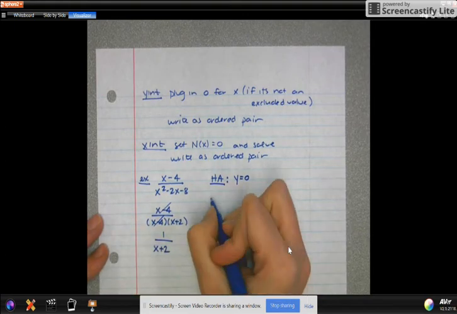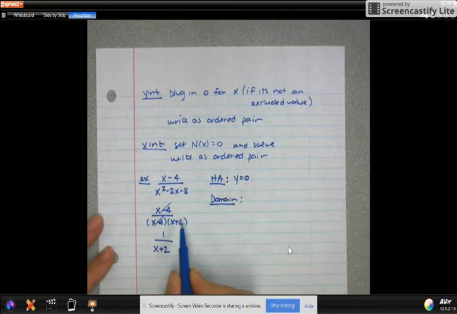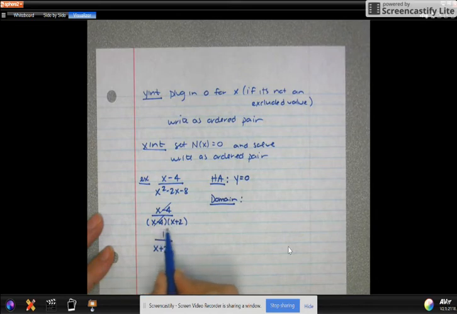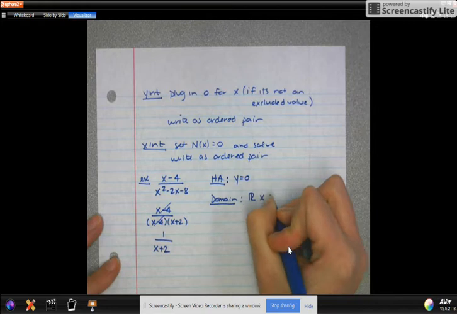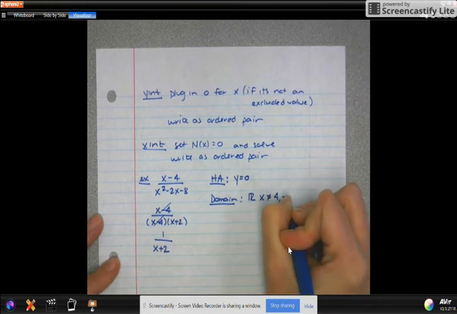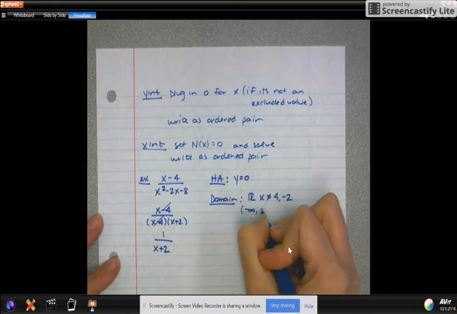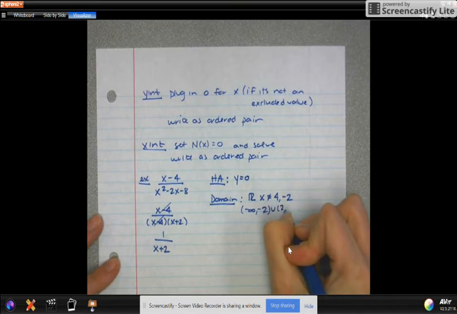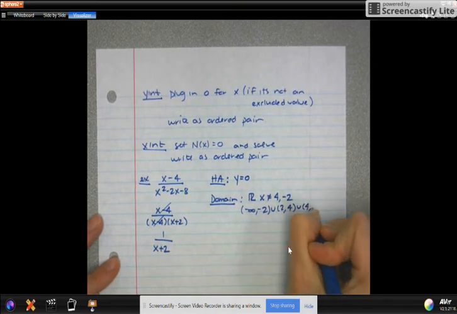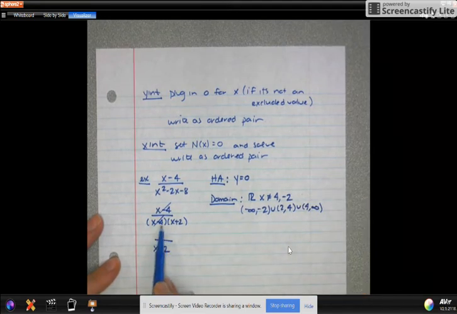Once I've done this part, that's going to kind of clue me into the domain. The domain is anything that makes the bottom equal to 0. So the domain is all real numbers, but x cannot be equal to 4 and negative 2. We can also write this in interval notation, and we should be able to write them in both ways, but that's coming from those two numbers that would make the bottom equal to 0.